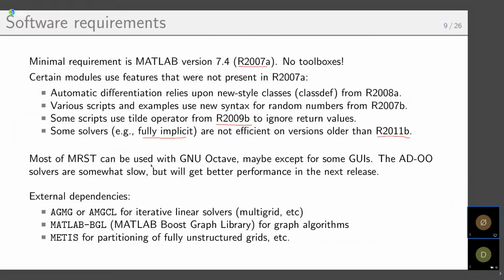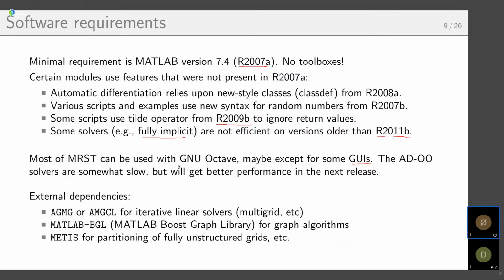Also, for those of you using GNU Octave, most of MRST can be used with Octave, except maybe for some of the GUIs. There was actually a release of this toolbox yesterday, MRST 2021A, in which there are a number of upgrades to how we deal with Octave. So there should be significantly better performance if you're using the latest release. So if you're using GNU Octave, as I said in the instructions in Slack, I really recommend that you download the latest release or that you work on the developer version of MRST. I'll come to how to do that in the next slide.